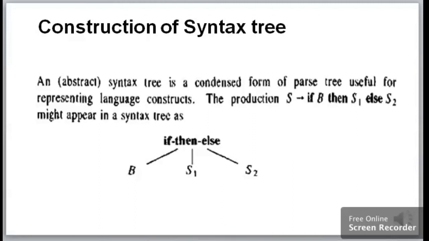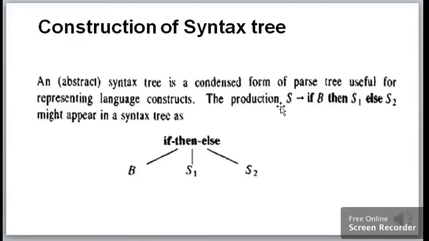Dear students, today we are going to study construction of a syntax tree. An abstract syntax tree is a condensed form of a parse tree useful for representing language constructs. So, a syntax tree is a condensed form of a parse tree.